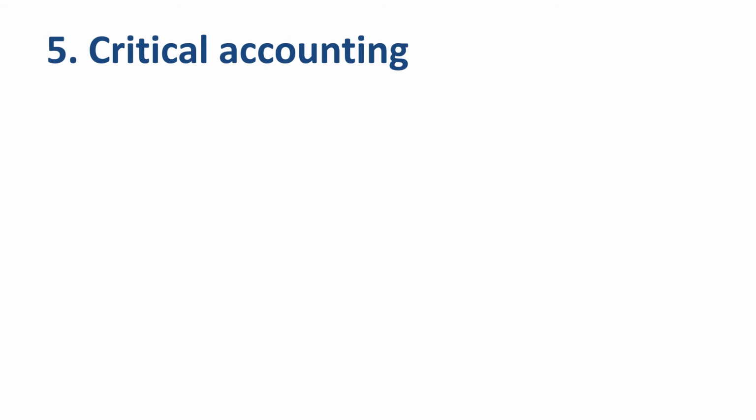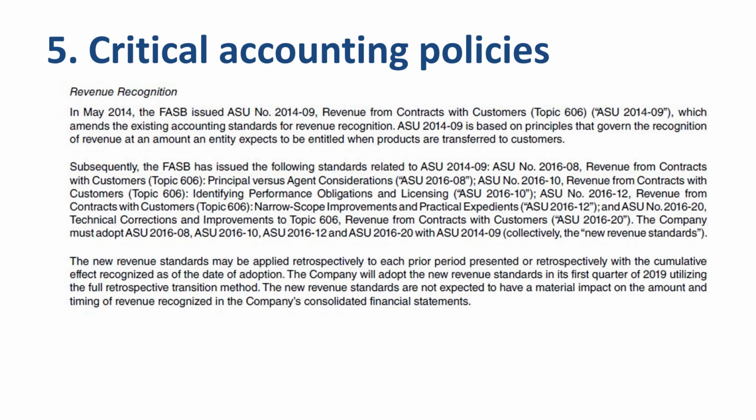Fifth reason to review the MD&A. It discusses the critical accounting policies and estimates, as well as new accounting pronouncements that may impact the company's financials going forward. For example, there is a lot going on in the world of accounting in the area of revenue recognition. Several new FASB standards have been issued. Apple will adopt these in the first quarter of fiscal 2019 and expects that the new revenue standards will not have a material impact on the amount and timing of revenue recognized.